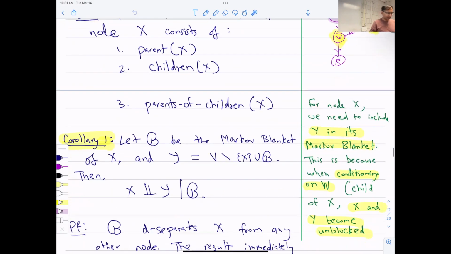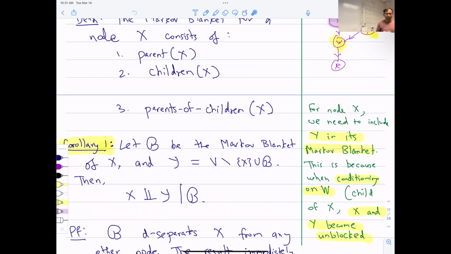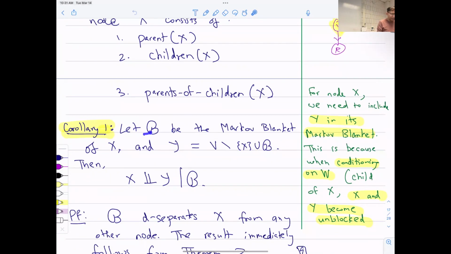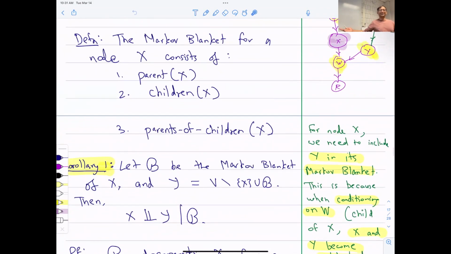Okay. So that's the definition of Markov blanket. Let B be the Markov blanket of X and Y be any other set of nodes. Then X and Y are conditionally independent given B. The proof is immediate. I essentially showed you why. It's d-separation. So that's why d-separation is very useful to reason about conditional independence just using this graph. The global Markov property implies this.